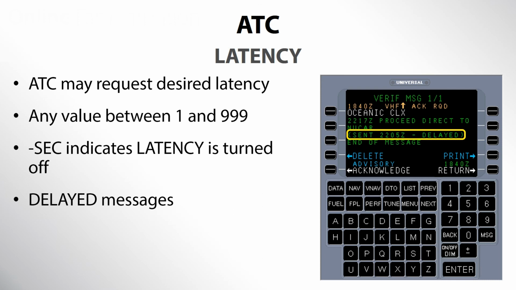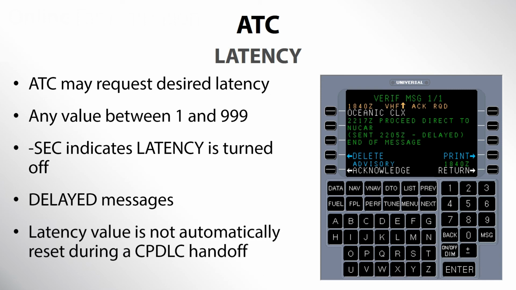Unilink resets the message latency value to the default value stored in the configuration module whenever the aircraft is without a CPDLC connection, such as the end of a flight or commanded termination. The latency value is not automatically reset during a CPDLC handoff.